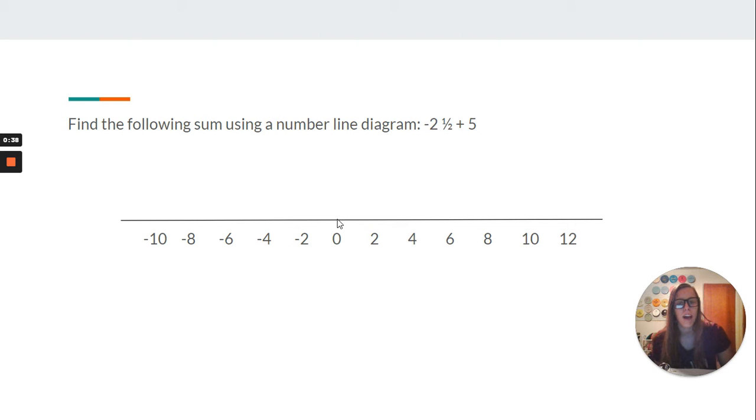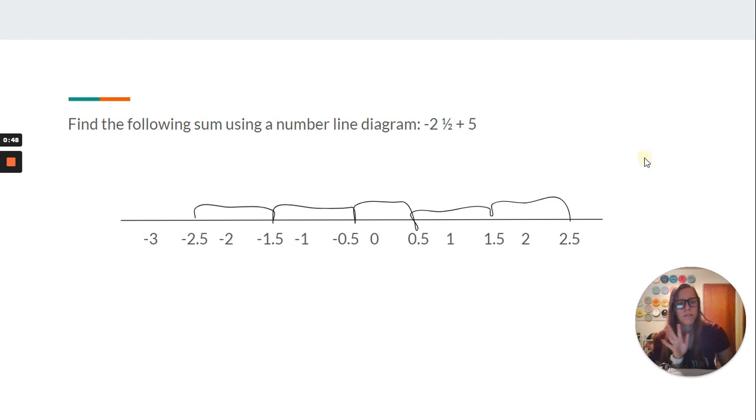to negative half. Now it's 2 to half, 3 to 1.5, 4 to 2.5. I changed this on here so you can see. Okay, so we go negative 2.5 to negative 1.5 to negative half to half, 1.5, 2.5. So our answer is going to be 2.5.